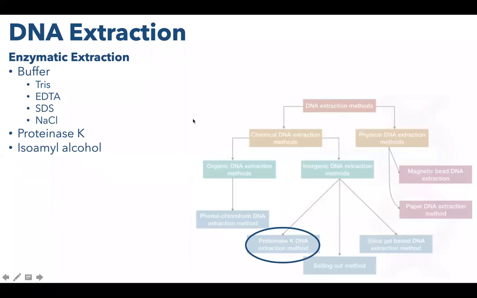The next type of DNA extraction is enzymatic extraction. The important reagents, of course, we have our buffer, and we have proteinase K, and again, we have isoamyl alcohol. The components of our buffer are Tris, EDTA, SDS, and sodium chloride. Notice that we don't have magnesium chloride in our buffer. Magnesium chloride can actually interfere with the action of proteinase K. Proteinase K is an enzyme that can degrade proteins. So enzymatic extraction actually increases the purity of a DNA sample.